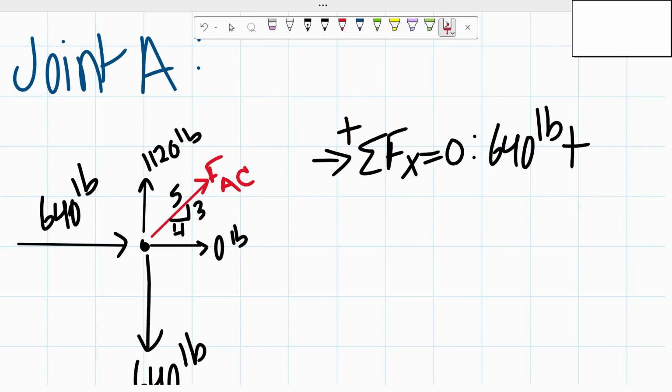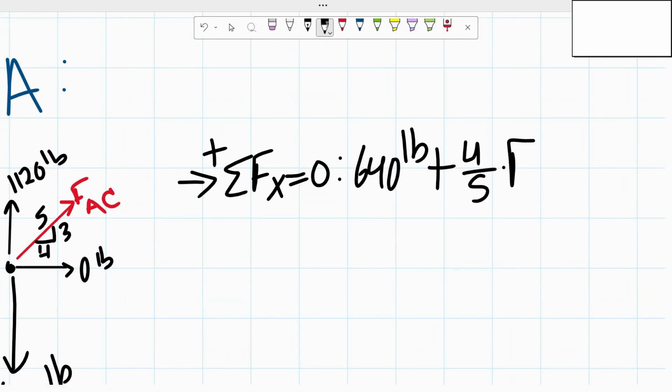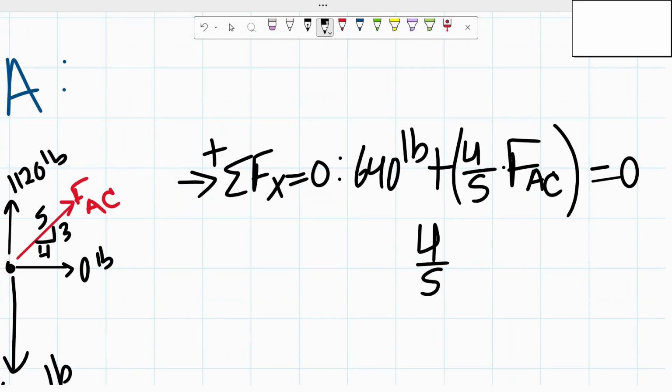If we were to be taking the sum of the forces in the y direction, we'd have a positive 120 pounds, a negative 640 pounds, and to determine the y component of this force, we would be multiplying the force by 3 over 5. So since we're dealing with the horizontal component, we're going to do 4/5 times the force of AC. And we know that all of that has to equal 0. So we end up getting that 4/5 of the force AC has to equal negative 640 pounds.